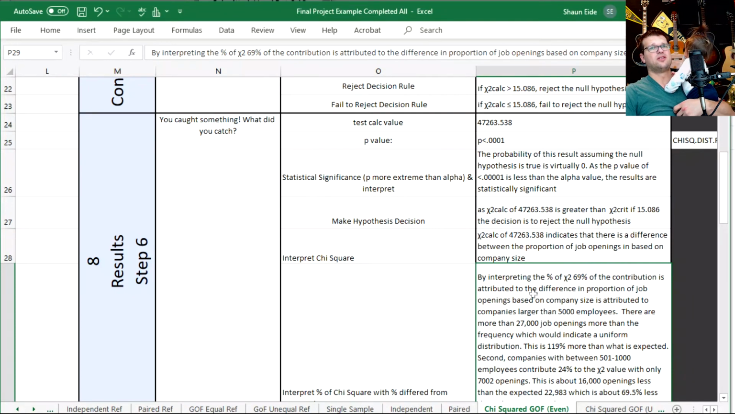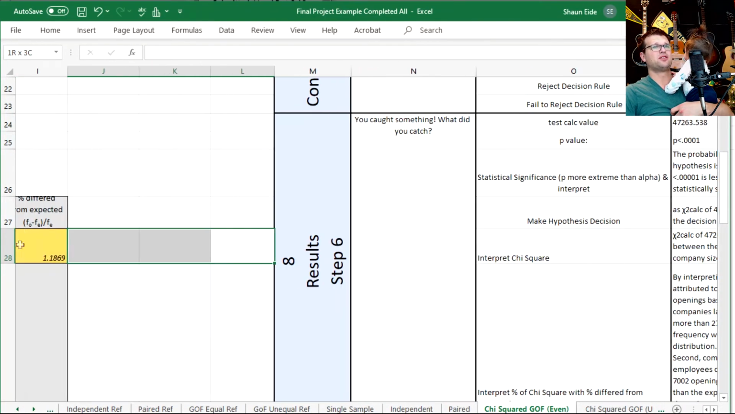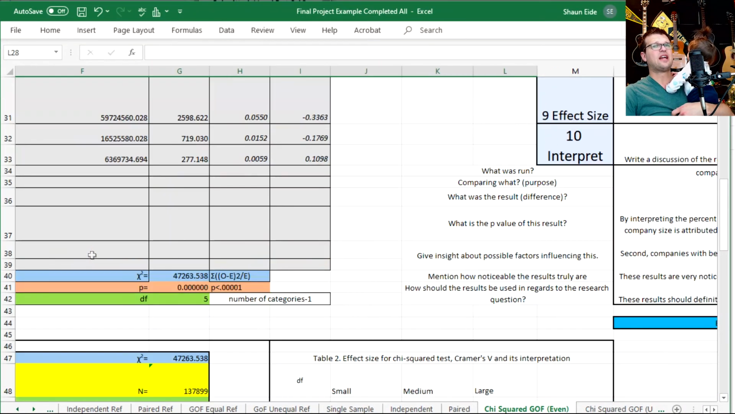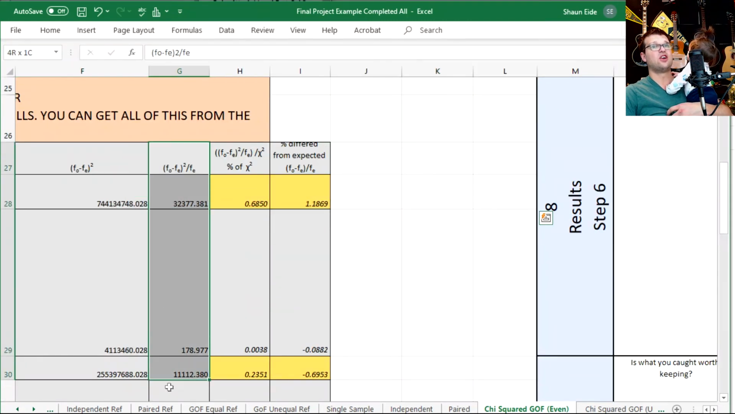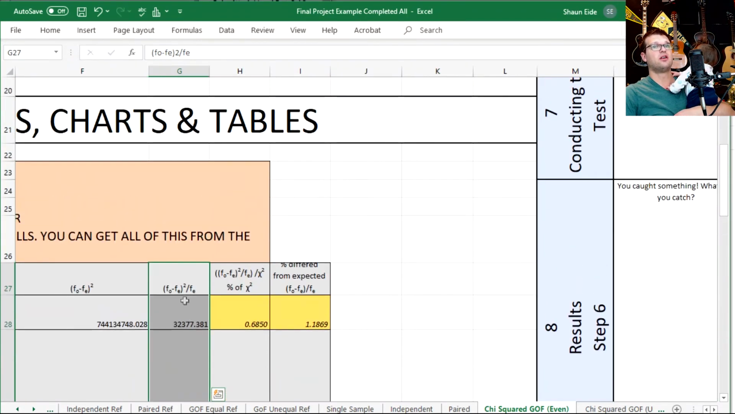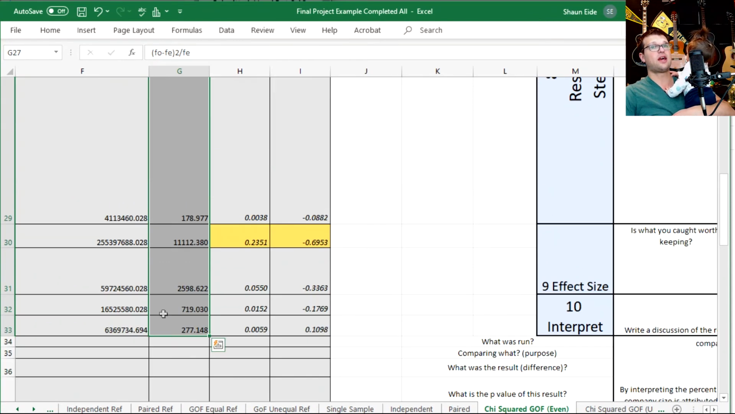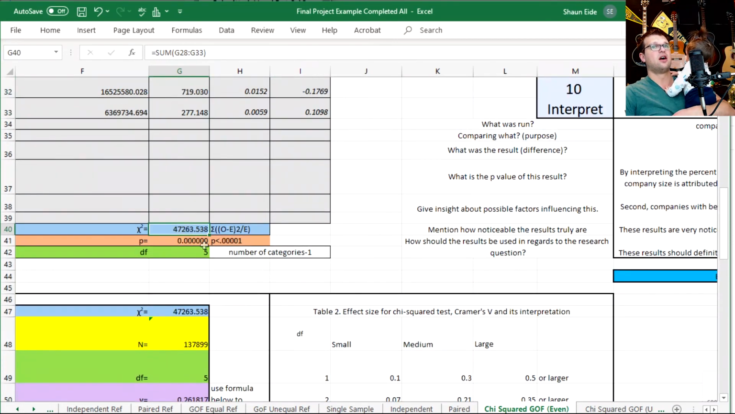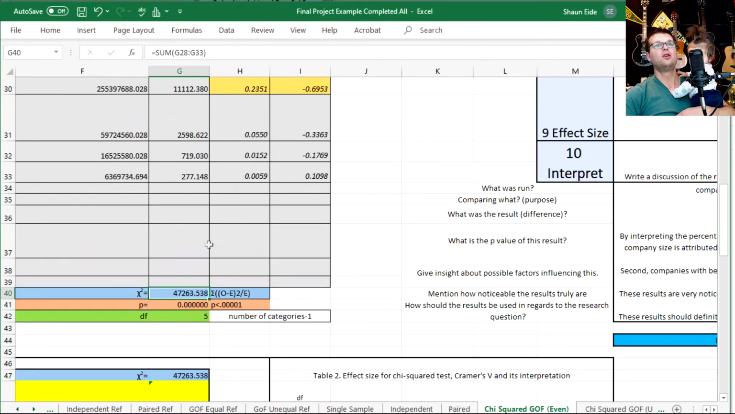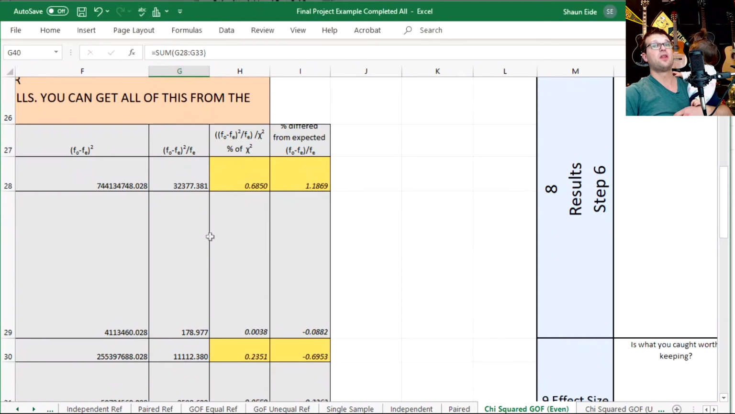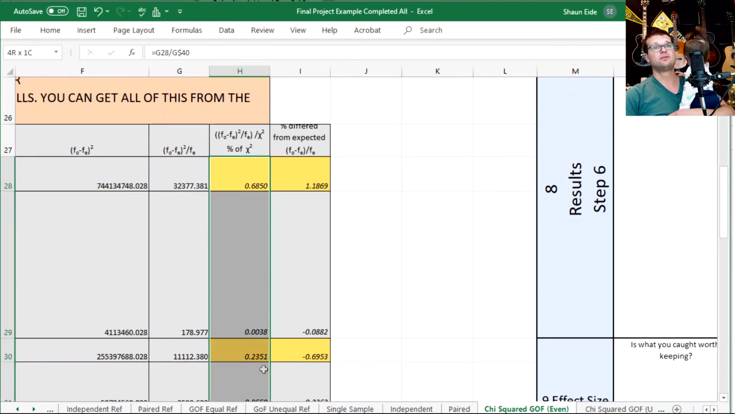I don't care that there's a difference. It's completely pointless for me to tell you that there's a difference. You've got to be able to interpret. They're only interpreting this one column right here, this chi-squared calc column, and they're saying there is a difference. Whoop-de-doo. What you need to do is tell me what is the difference, and where does that difference come from.